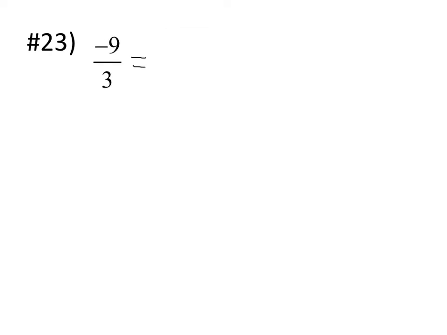Here, you're going to divide first, just the numbers. 9 divided by 3 is 3, and then you're going to deal with the signs. A negative divided by a positive is a negative. So negative 9 divided by 3 is negative 3.